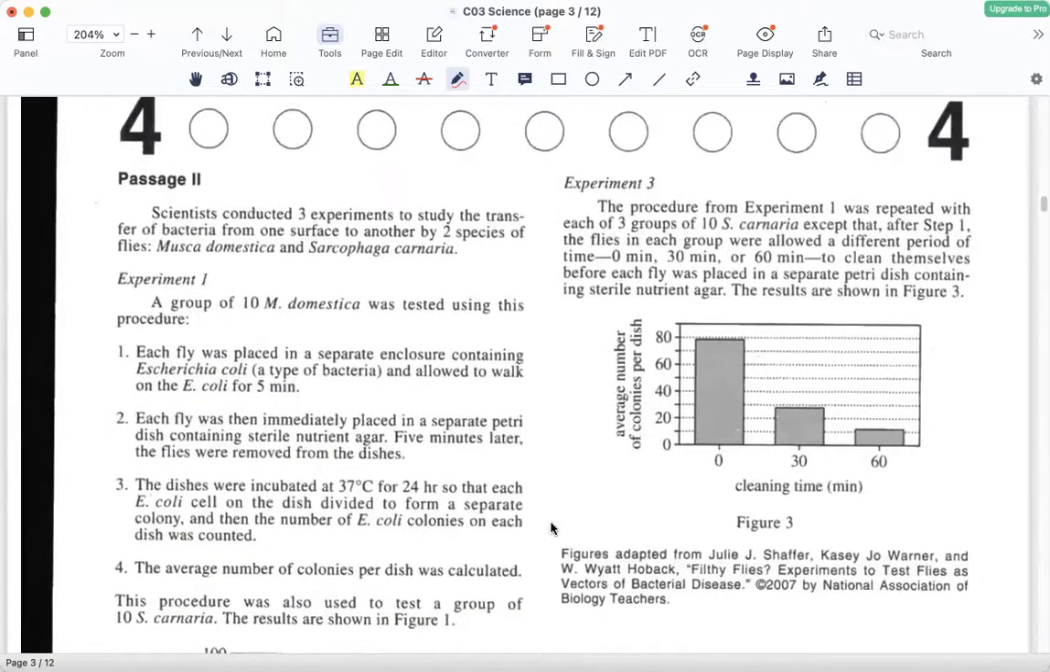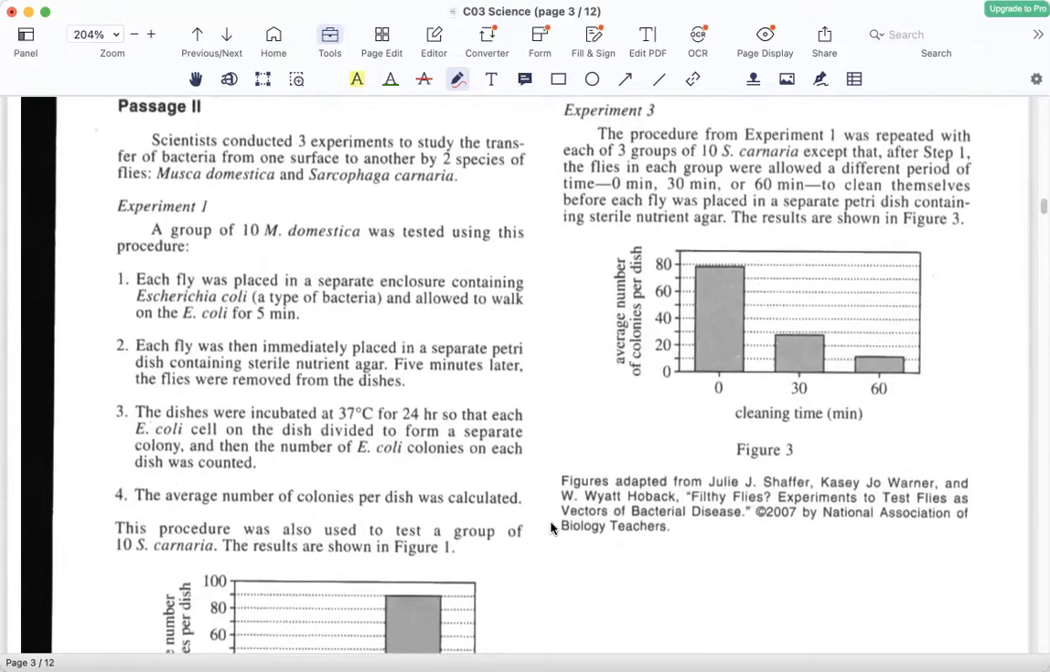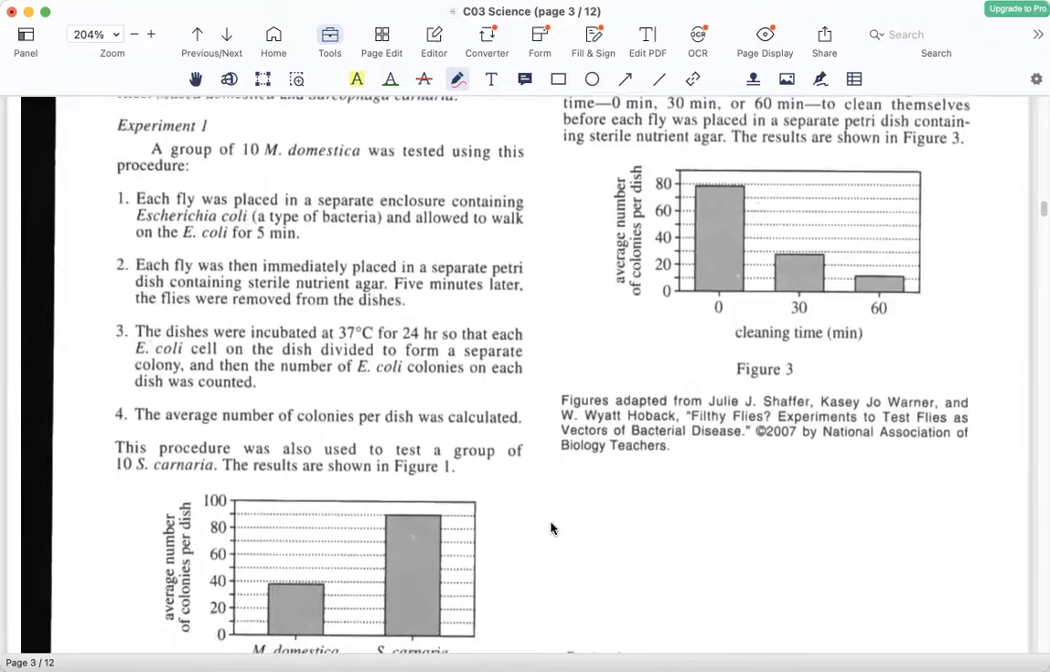Passage 2. Scientists conducted 3 experiments to study the transfer of bacteria from one surface to another by 2 species of flies, Musca domestica and Sarcophaga carnaria. A group of 10 M. domestica was tested using this procedure. Each fly was placed in a separate enclosure containing E. coli and allowed to walk on the E. coli for 5 minutes. Each fly was then immediately placed in a separate petri dish containing sterile nutrient agar.